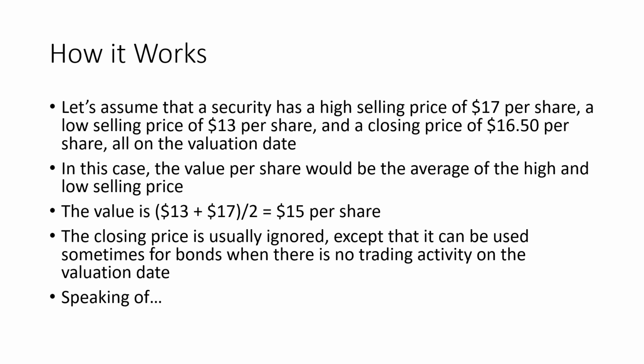So, how does it work? We'll assume we have a security that has a high selling price of $17 per share on the valuation date and a low selling price of $13 per share on that date, and maybe a closing price of $16.50 per share. In this case, you simply average out the high and low. You'd add the $13 low to the $17 high and divide by 2, and that gives you your average, which is $15 per share. So $15 per share would be the value on this date, and not the $16.50 per share closing price. The closing price in a lot of cases is usually going to be ignored.